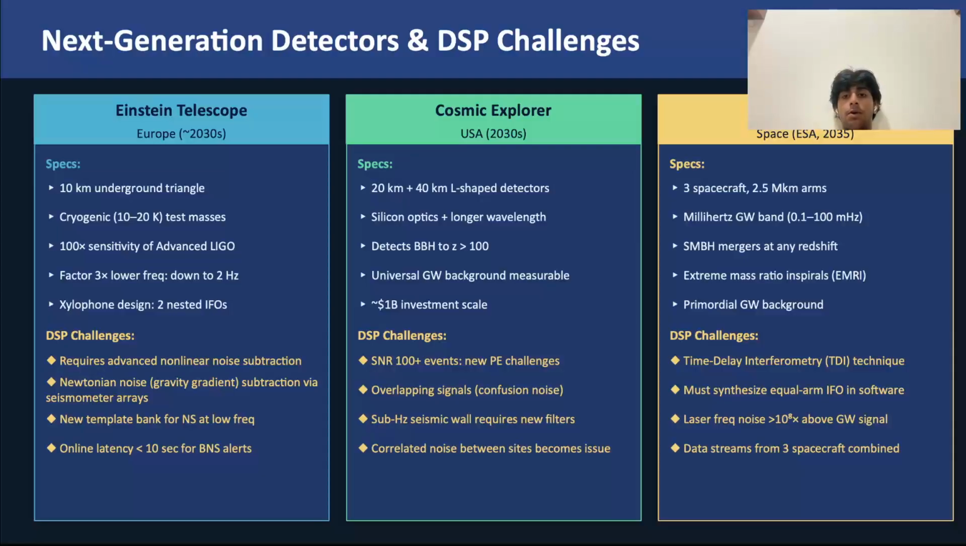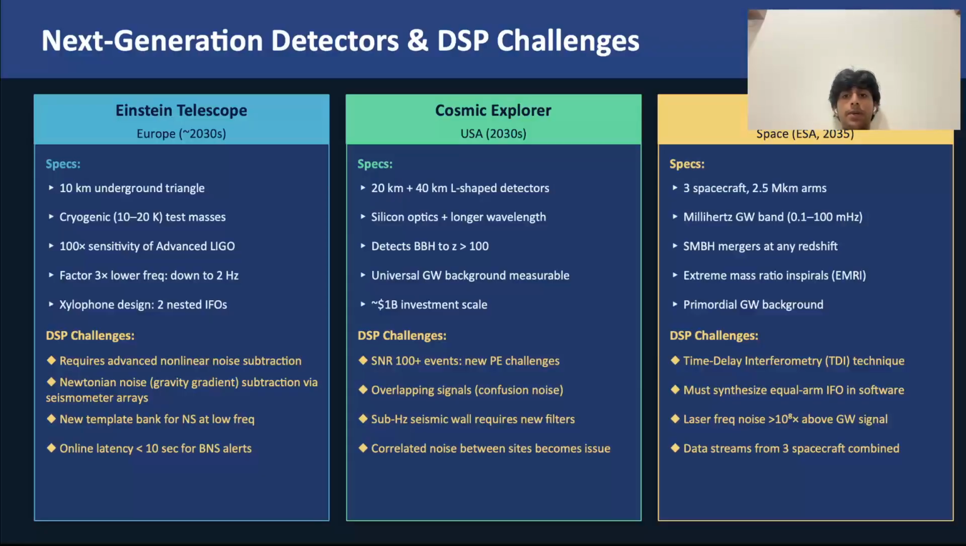Next is Cosmic Explorer, the American vision, which scales the arms up to 20-kilometer and 40-kilometer arms. Silicon test mass instead of fused silica enables cryogenic operation without excess absorption. Sensitivity extends down to 5 Hz, reaching stellar mass black hole mergers at redshift z greater than 100.